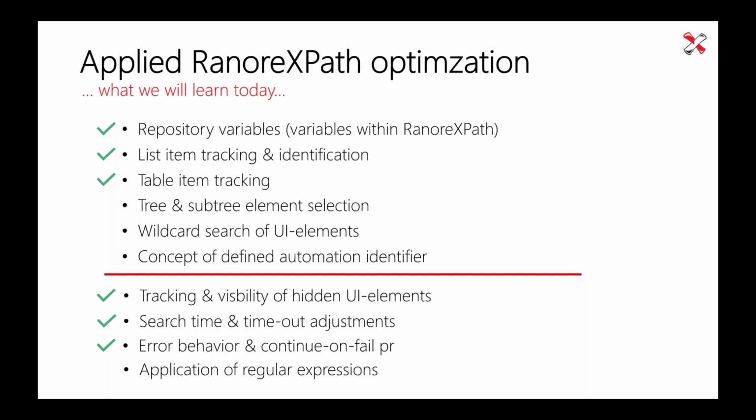8 minutes to go, but still a lot to do. But it's looking good, because it's not that much anymore. I would like to skip now, or not go into the tree and subtree element selections, but I would like to show you the wildcard search first on the concept of defined automation identifiers, because I consider this to be very important, and it's not that much. So tree and subtree element selections is a little bit longer, but I would like to step into this first.